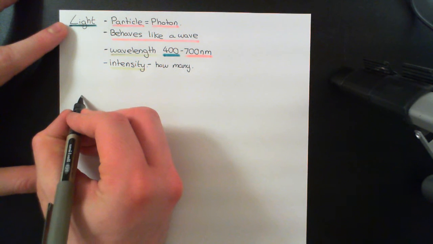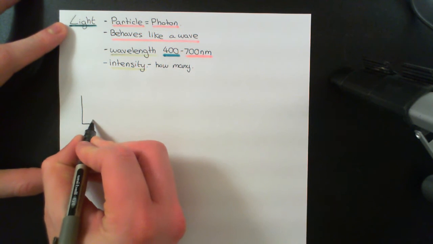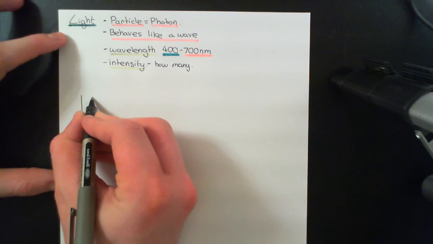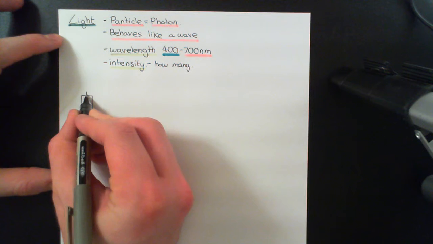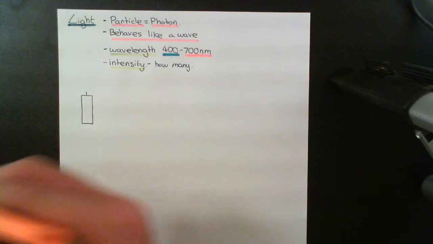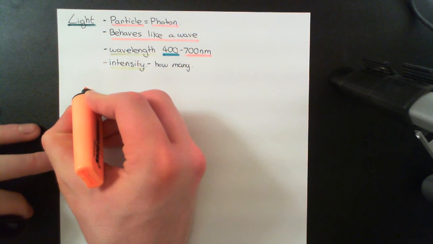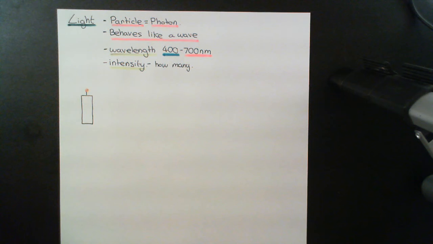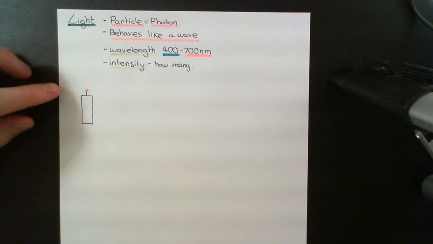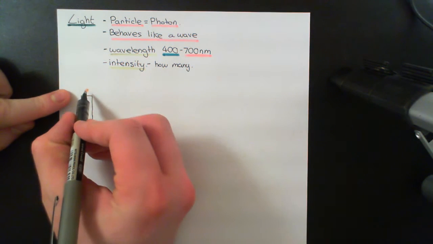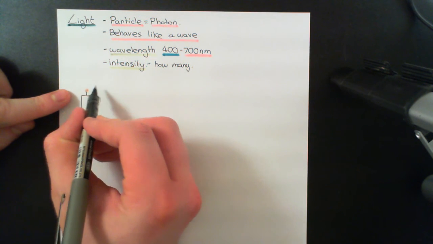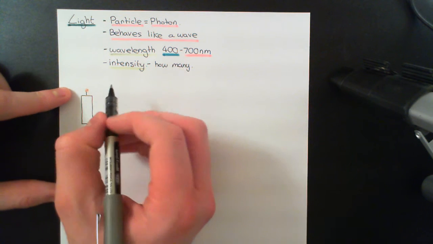And the way I'm going to do this is by imagining that we are looking at a candle. So I'm going to draw a little candle here. So here's my candle, and let's say the candle is burning. So here is the flame, and we are going to be looking at this flame. So this is a point source of light, or a very small point that is giving out light.